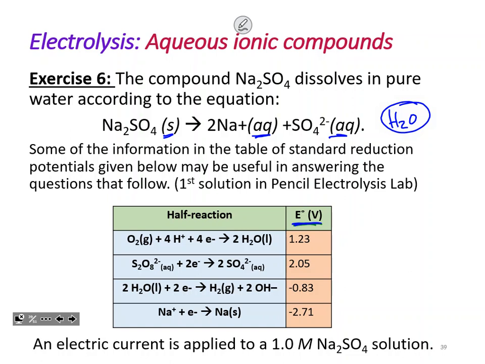Now, this would be the first solution in the pencil electrolysis lab if we had time to do it. But I really like this lab too because you get basic solution and acidic solution out of the water being oxidized or reduced, so you can see the indicator change colors for this particular lab. An electric current is applied to 1 molar sodium sulfate solution. All right, so this is an electrolytic cell, which tells us that it is not thermodynamically favored. It is unfavorable because we're adding a power source.